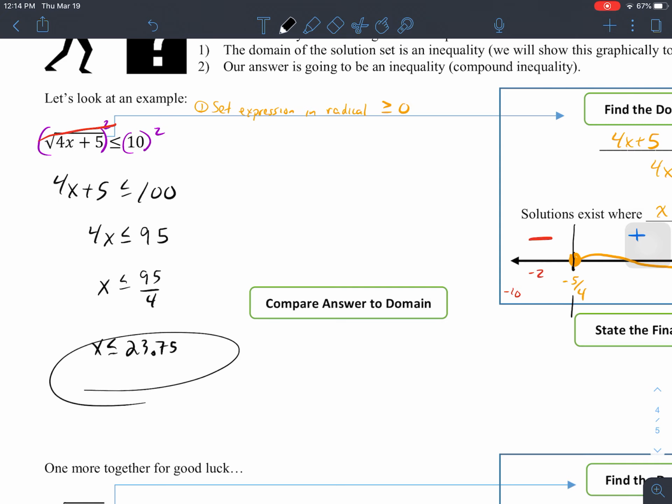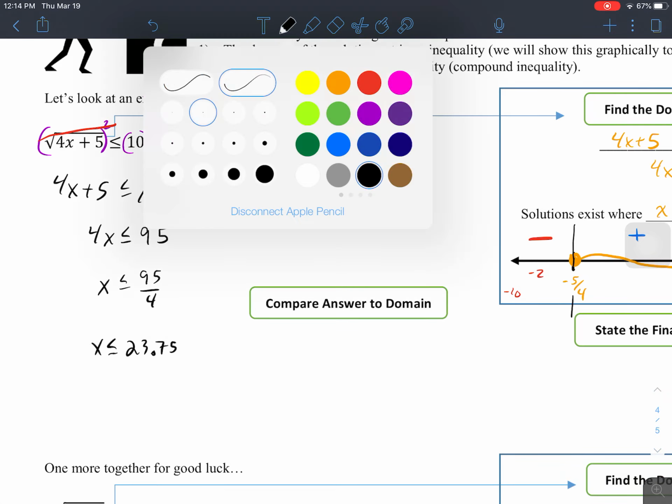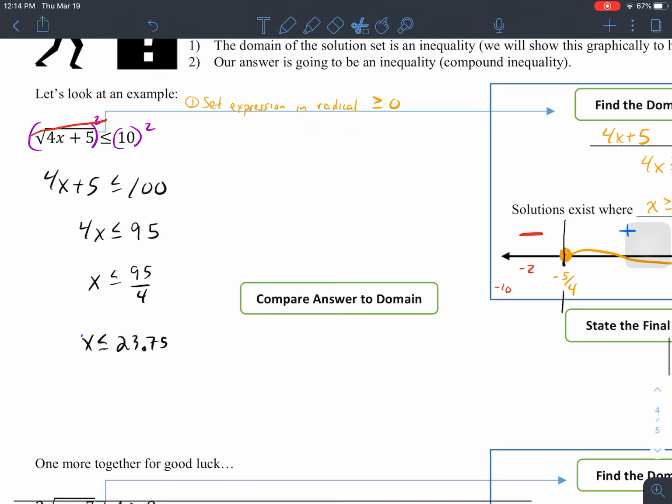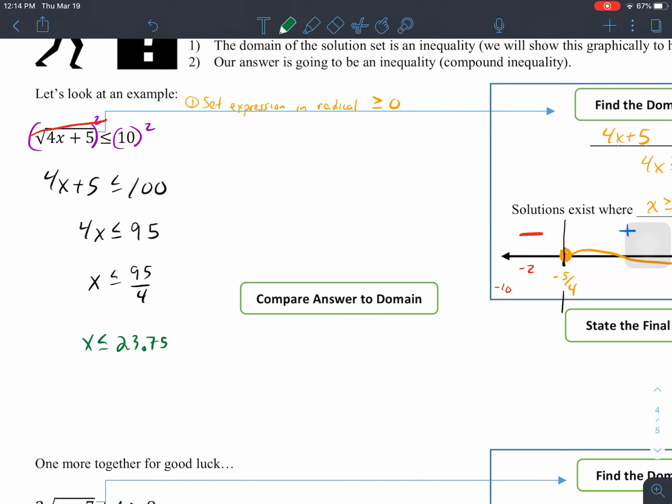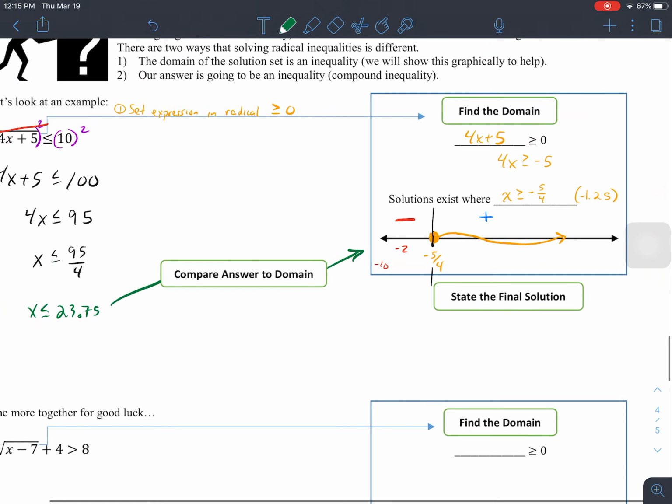But you don't want to box it or circle it and say I'm done. You always have to compare it to that domain that we did in the beginning. So I will make it green. I'm going to take this solution and compare it to the domain that we actually looked at in this part. So less than or equal to 23.75. So here's 23.75. Less than or equal to is a solid circle going to the left.